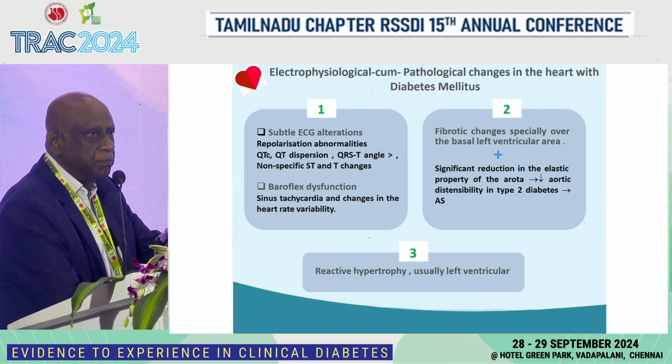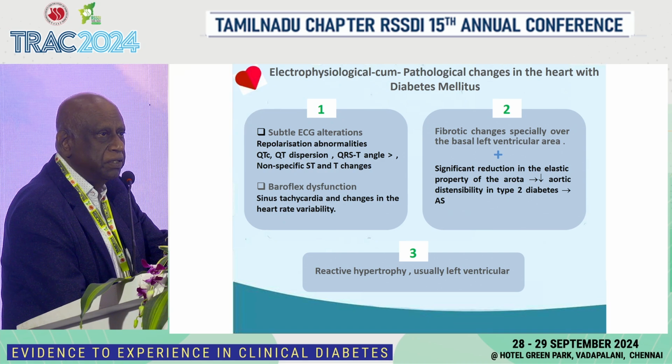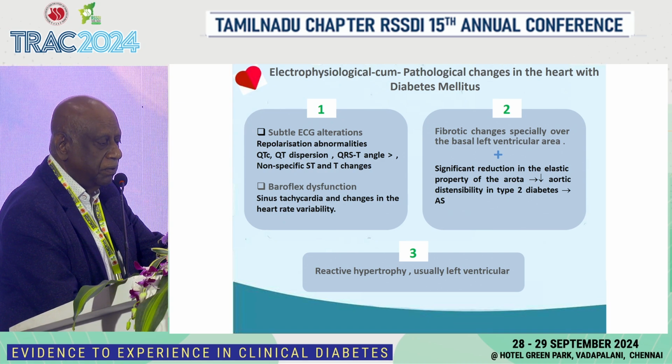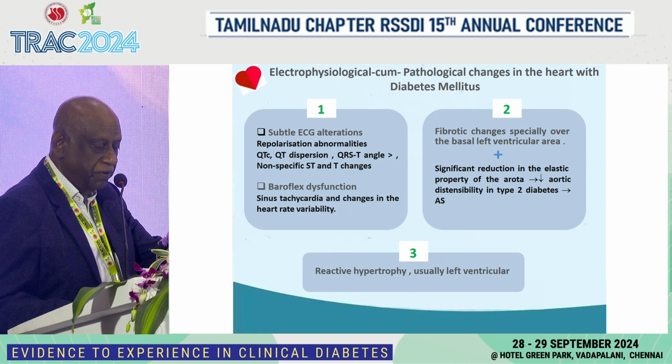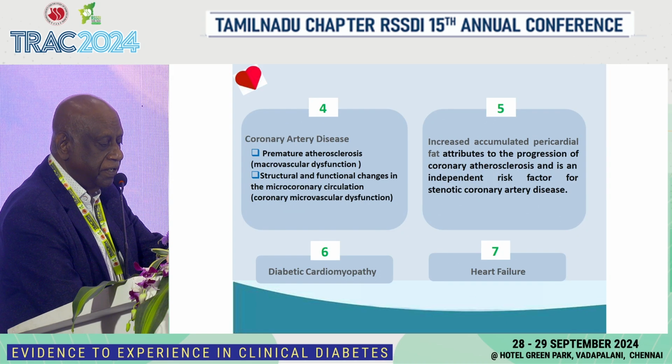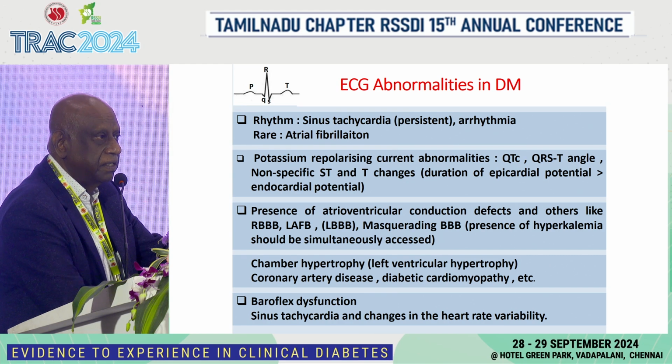These are basically the 7 changes that ECG will be able to detect in diabetic people. One is subtle alterations in the QT interval or QTc interval, and some fibrotic changes in the base of the heart, and a reactive hypertrophy, and left ventricular changes, usually coronary artery disease, and then the pericardial fat that could be accumulated, and then cardiomyopathy and heart failure. ECG is of value, which all of us know.